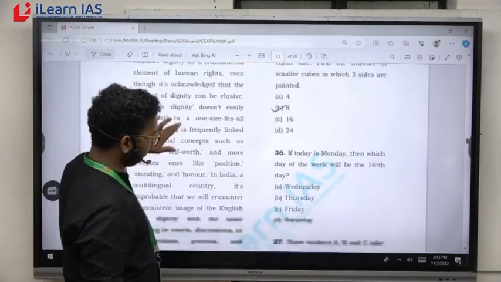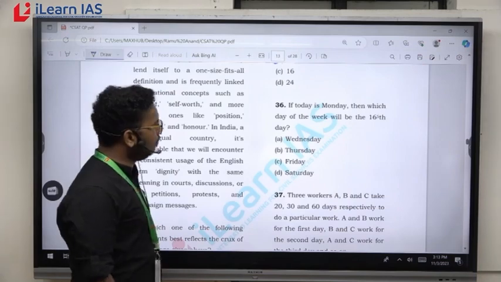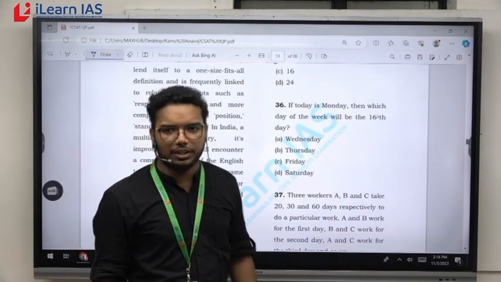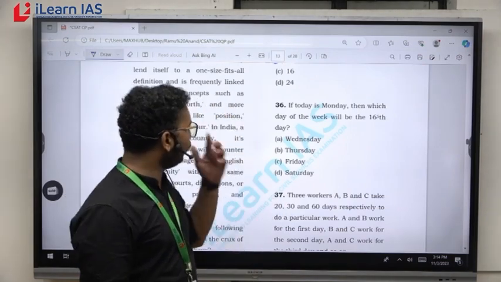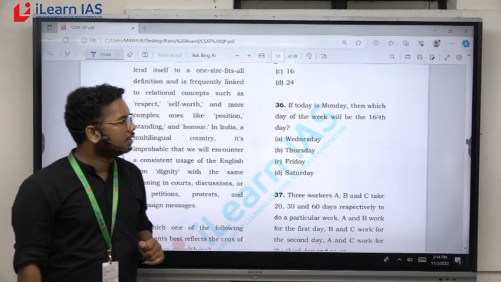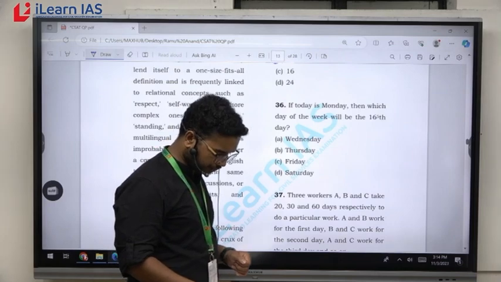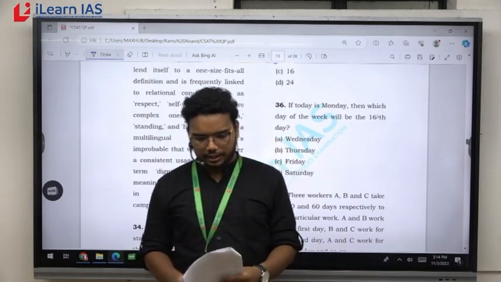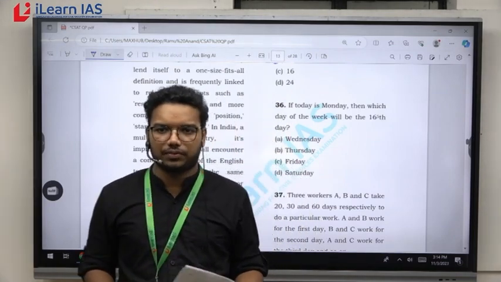Next question. Similar question was asked in UPSC 2023. If today is Monday, then which day of week will be the 16 raised to 5th day?